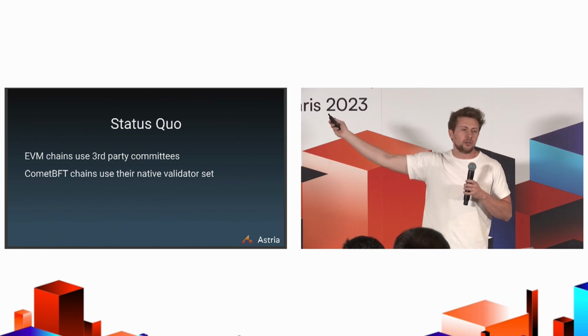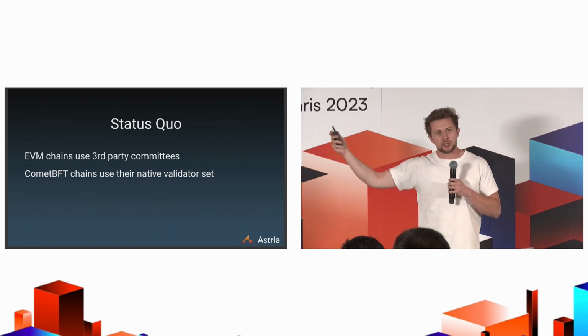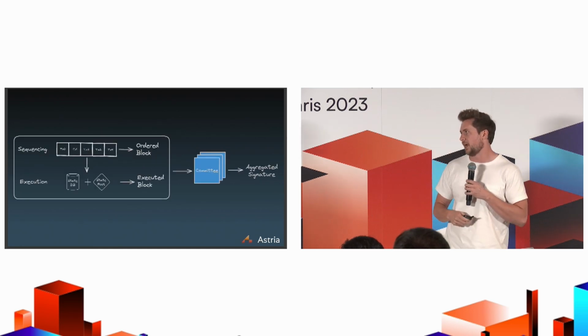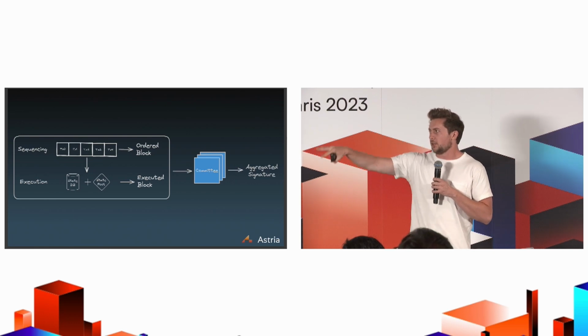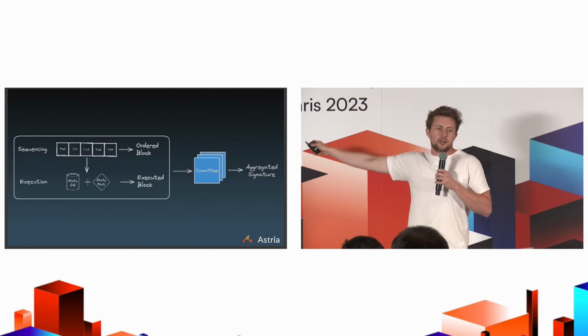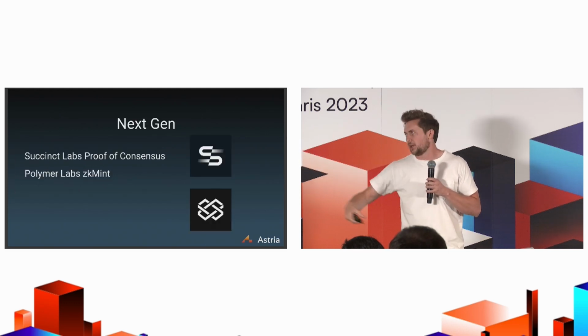Comet BFT chains, they're using a native validator set. It's still a committee bridge and still an attestation, making it a majority assumption, but they use their native validator set, right? We'll say it looks like this, right? You have sequencing, you have an ordered block, you can do execution, you get an executed block. That executed block that is implicitly ordered, right, goes into a committee. That committee generates an aggregated signature, whether that's BLS, multi-sig, whatever, right? And that aggregated signature is sent to the receive side, and that's the kind of attestation we're making.